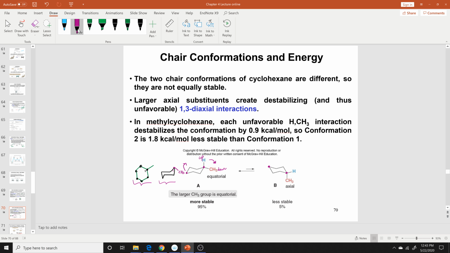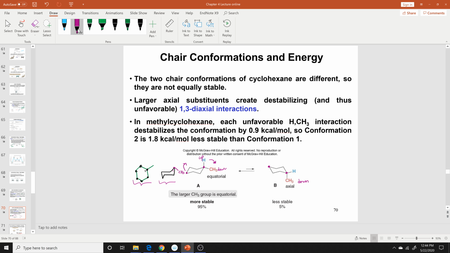The CH3 is down. So if it's down, when I flip it, it has to remain down. Now the down position on this carbon has to be the axial. So now the CH3 is on the axial. The point is, when you do a flip, equatorials become axials and axials become equatorials. If you have a group that is pointing down, it has to remain down. However, now it is on the axial position.